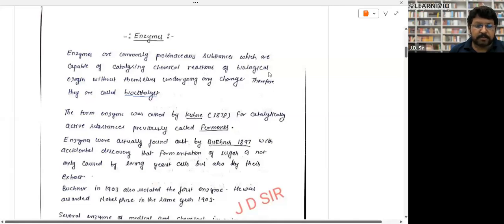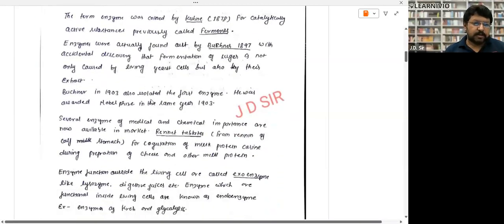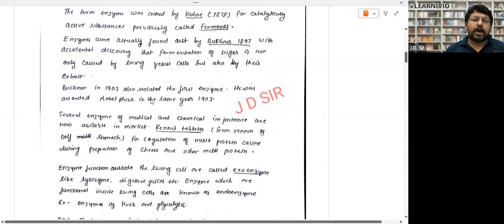Chemical reactions, biological origin, without themselves undergoing any change. Therefore, they are called biocatalysts. So that's why the enzyme is called biocatalyst. I have underlined it. So if you get the question why enzymes are called biocatalysts, you have the explanation over here.